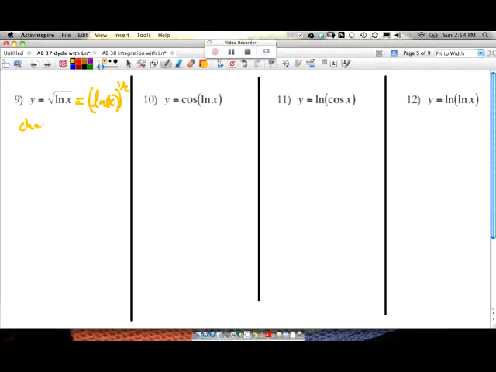So it's really a chain rule. I got an outside layer and an inside layer. And of course, we have the natural log to deal with here as well. So let's start out with the outside layer. It's going to be 1/2 times something to the negative 1/2. This is actually very similar to 8, except we had to translate the radical to a power. That leaves the inside natural log of x and the outside 1 over x.